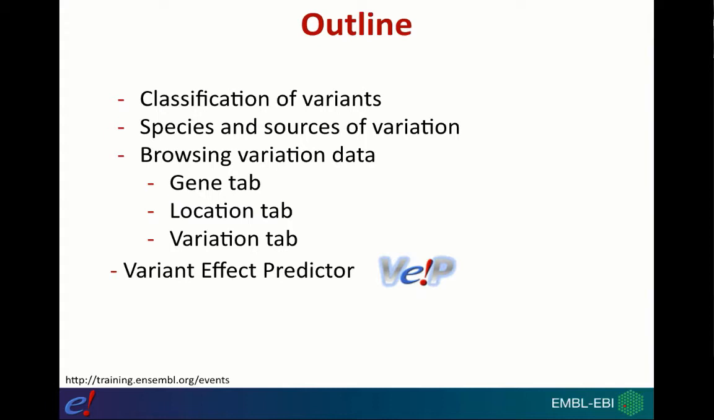So the first part of this module will be focusing on using the Ensembl browser to retrieve information that's already stored in Ensembl about known variants, whereas the second part will be focusing upon giving you an option and a tool that will allow you to analyze your own data sets. So we have really two themes to this module.